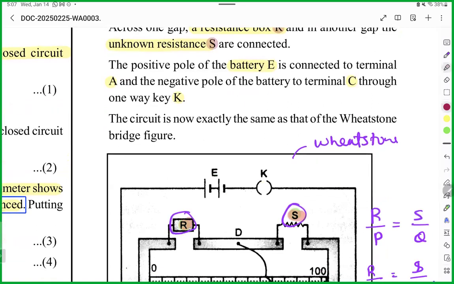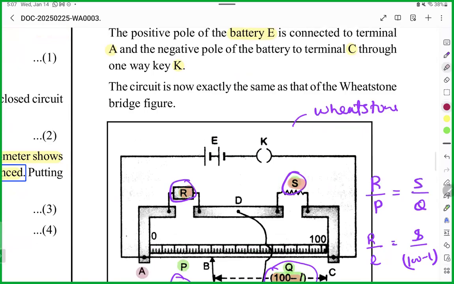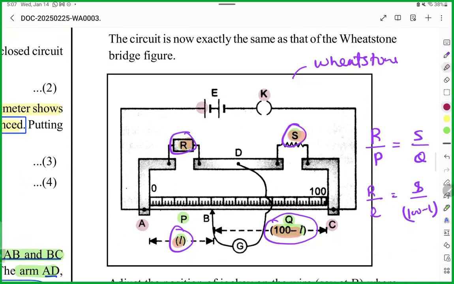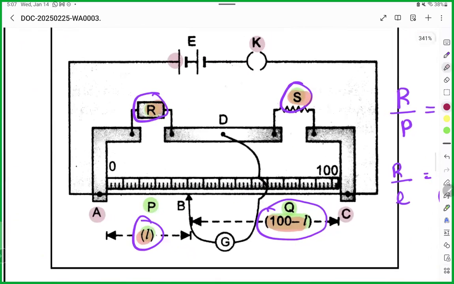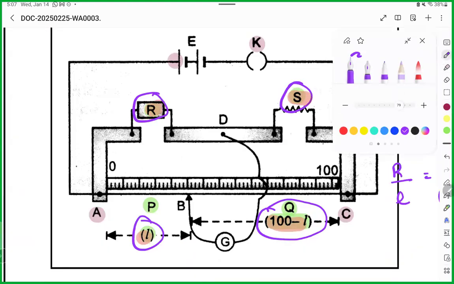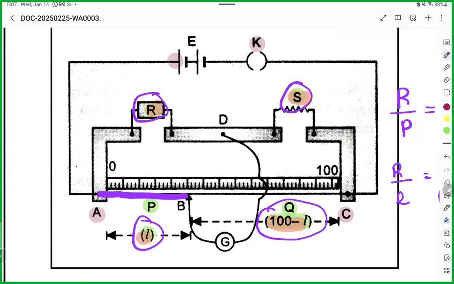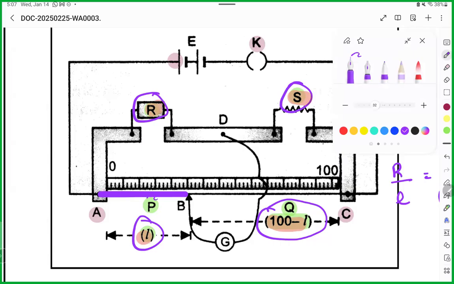Positive pole is connected with the terminal A. See, A with the positive side. And C is connected with the other side, with key K. So it looks like your proper Wheatstone bridge. How do we know? Because if you look at this diagram, this part I will make it big. From A to B, what will happen?